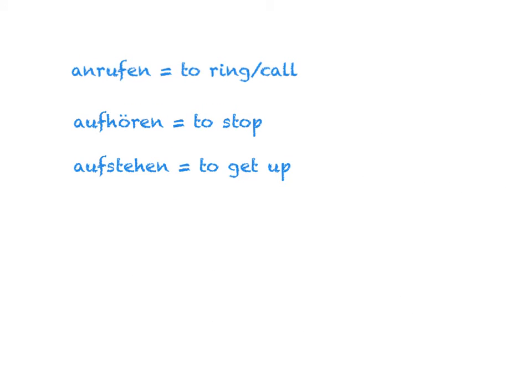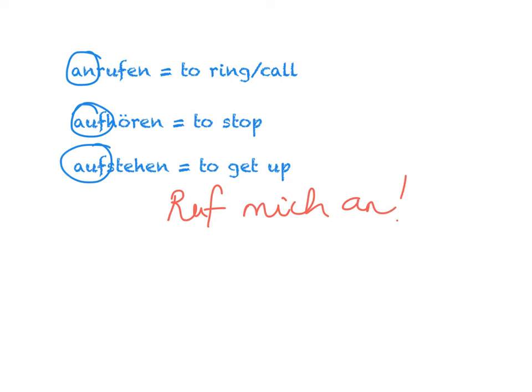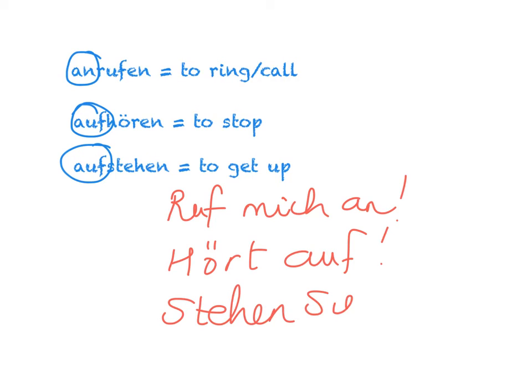These verbs are all separable. This means that they work in a slightly different way. First of all, you need to remember that you will have to remove the prefix at the front of the verb. So by prefix we mean the an or the auf. Call me will look like this: ruf mich an. Stop that would be to two or more people, hört auf. And if you want to tell somebody very politely to get up, you would say stehen Sie auf. So your separable prefix goes at the end.